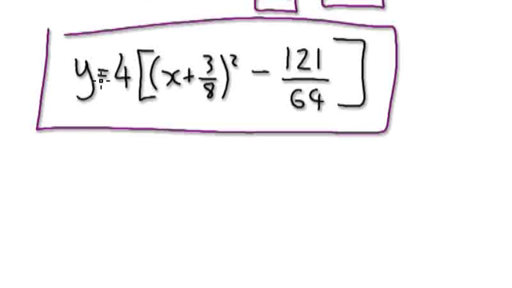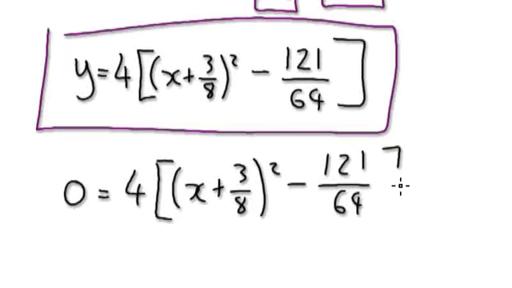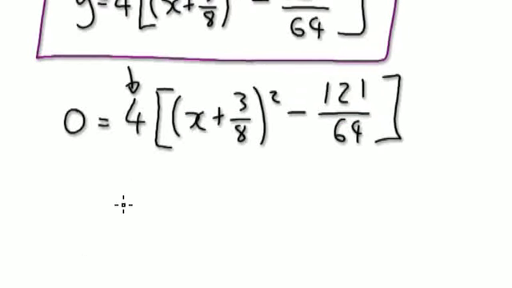So put 0 into the y here. So this will be 0 equals 4 times (x plus 3 over 8) squared minus 1 and 1 over 64. Now divide both sides by 4 here.